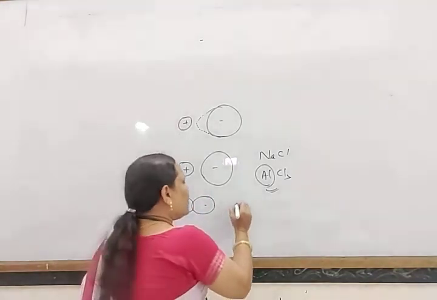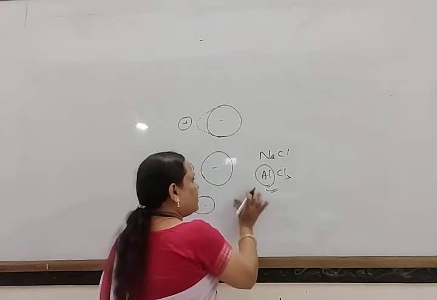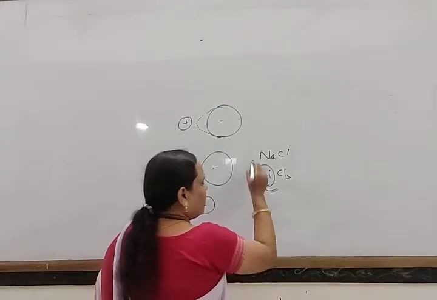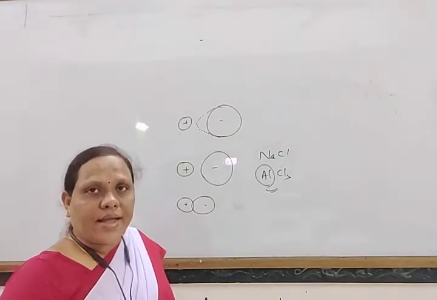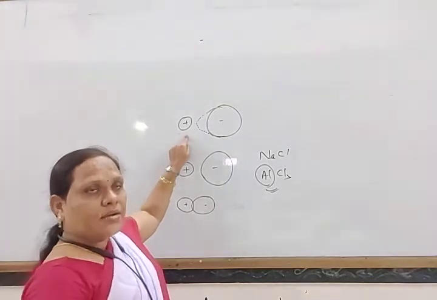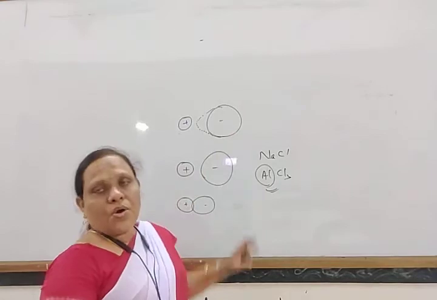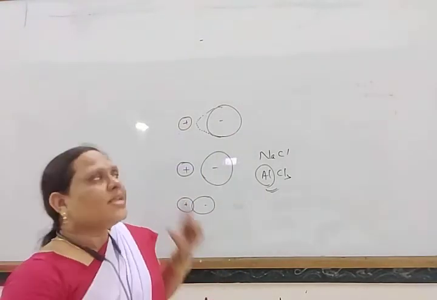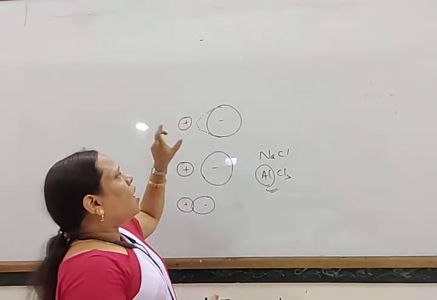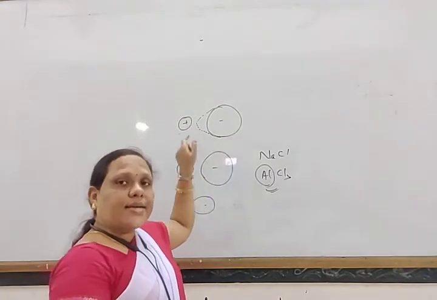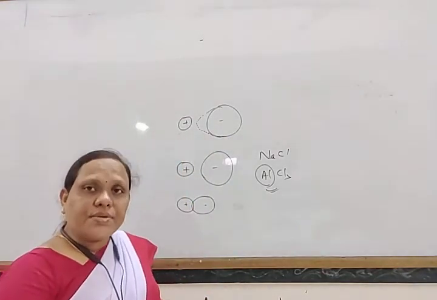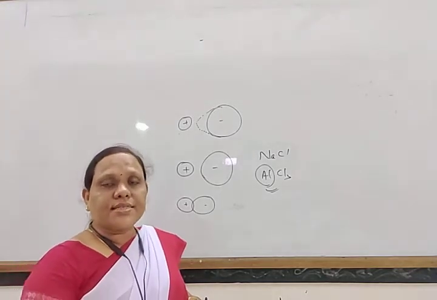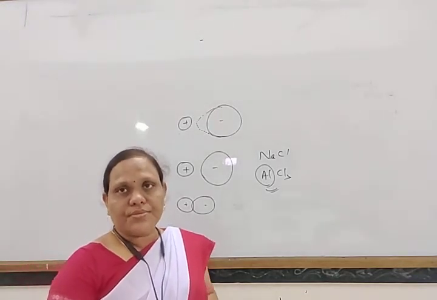So first it depends on the magnitude of charge. Another is the size of ions. The smaller the size of the cation and the larger the size of the anion, the more its covalent character, and the higher the magnitude of charge of the cation or anion, the more its covalent character. And this was given by Fajan, that is called Fajan's rule.